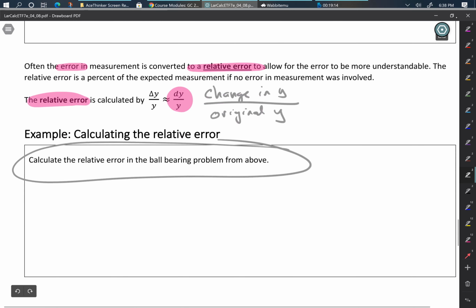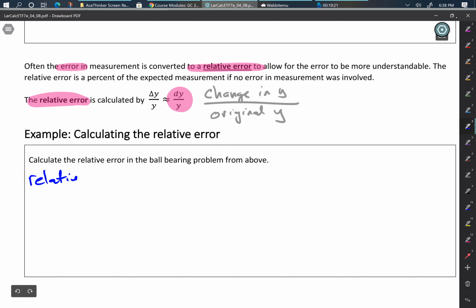So for us, we're going to say that since relative error is going to be approximated by the differential, right? Actually, I shouldn't write it like that. I should be more precise. It is the true change in y divided by y, which we're going to approximate by our differential divided by the y. And then for our example, that means that our relative error is going to be the dv divided by the v.